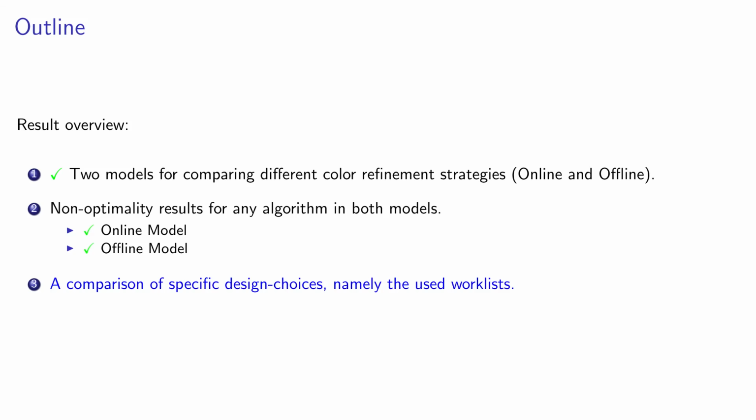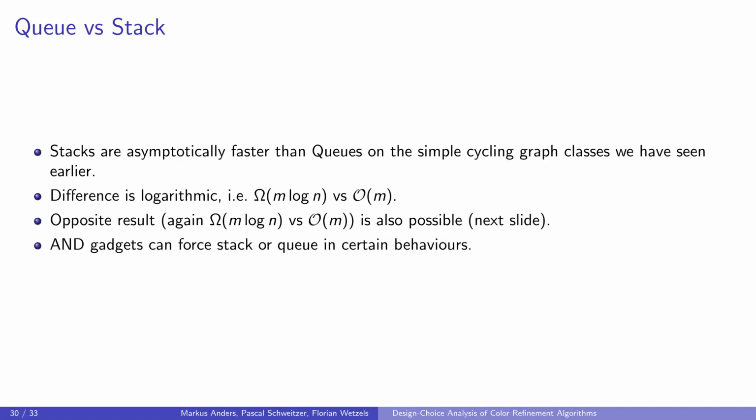As a last step, I will quickly go through the comparison we provided on specific worklists that are used in practice. We begin with the comparison of queues and stacks. Earlier, we have already seen a graph class on which a stack can outperform a queue by a logarithmic factor. It is also possible to construct a graph on which the opposite is true. We can use AND gadgets to force stacks and queues into specific behaviors, such that certain splits happen earlier for one of the two options.